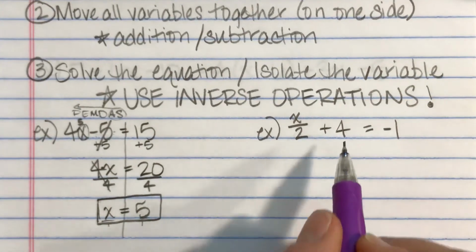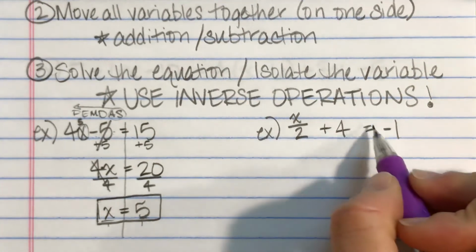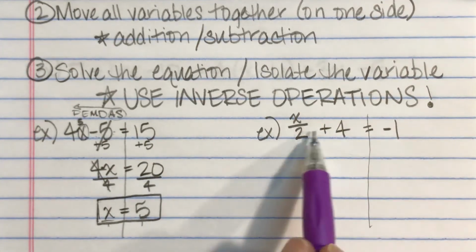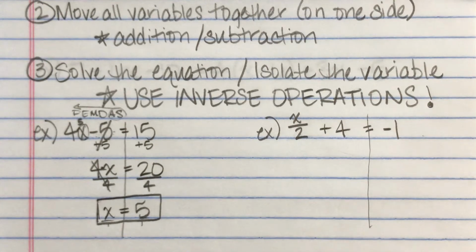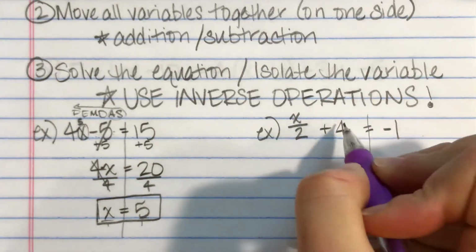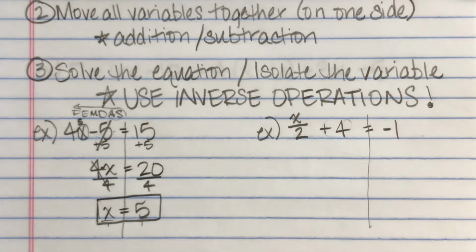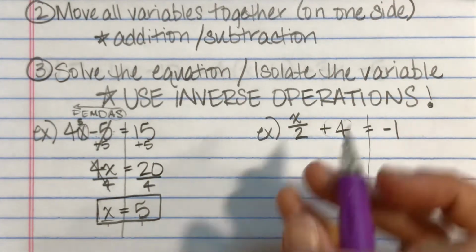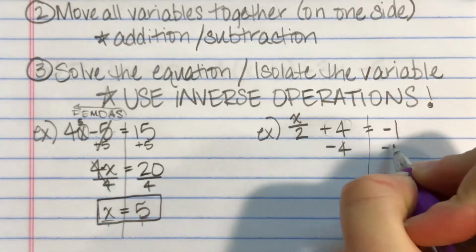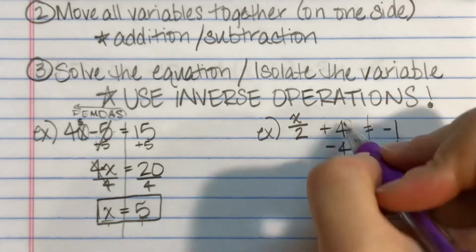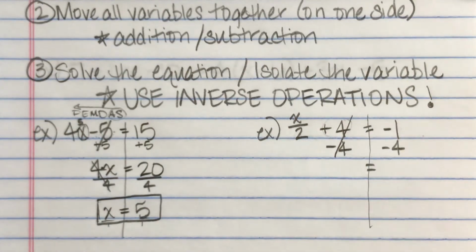Just slightly different, but kind of the same steps here. If I'm going to isolate x, it can't be simplified. There's not more than one variable. So now I'm going to go through and clear out this plus 4 first. The inverse of adding 4 would be to subtract 4. So those cancel out. Negative 1 minus 4.